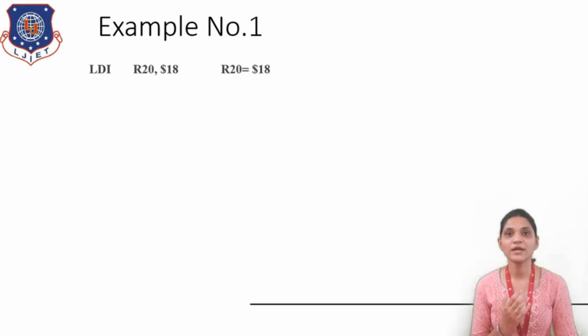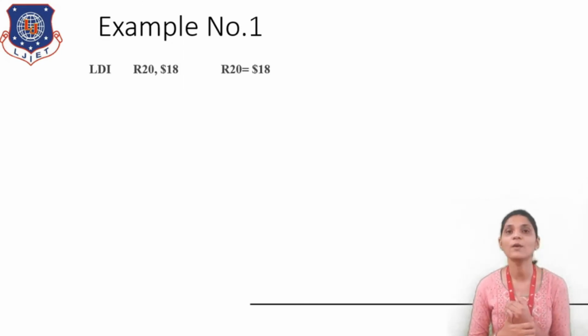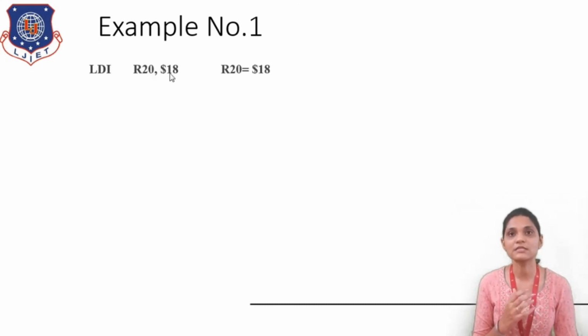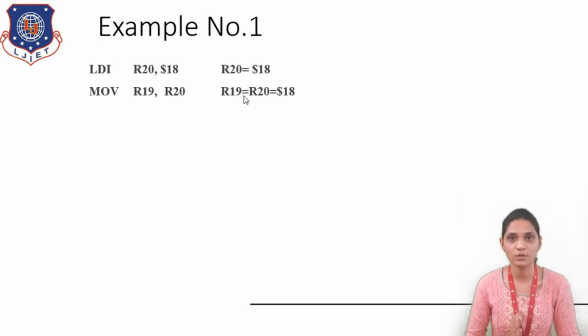We can consider more examples, like if we have the instruction LD R20, $80. In this instruction, the content of this is the immediate data, and that is going to be stored inside register R20. So after execution of this instruction, 80 is going to be stored inside register 20. Here the $ sign indicates a hexadecimal number, that you have to remember. Okay. Then we have the instruction MOV R19, R20.